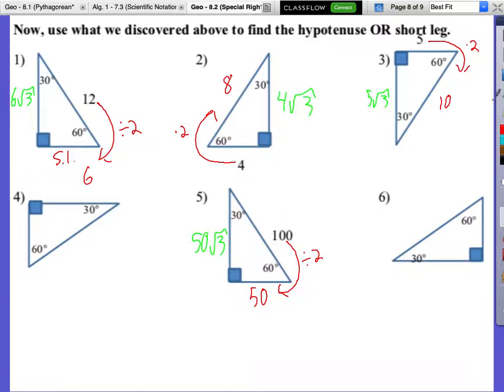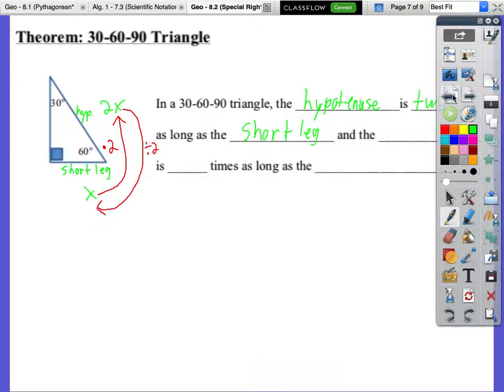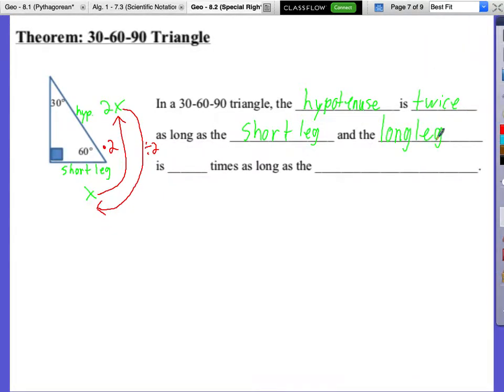So, we notice this pattern, we go back to this map up above, and the long leg, across from 60, is square root of 3 times as long as the short leg. Okay. So if we go back to our map here, we're going to call this one our long leg, across from the 60.